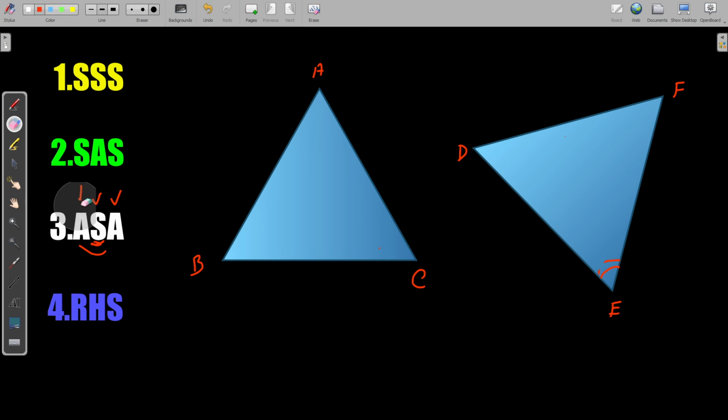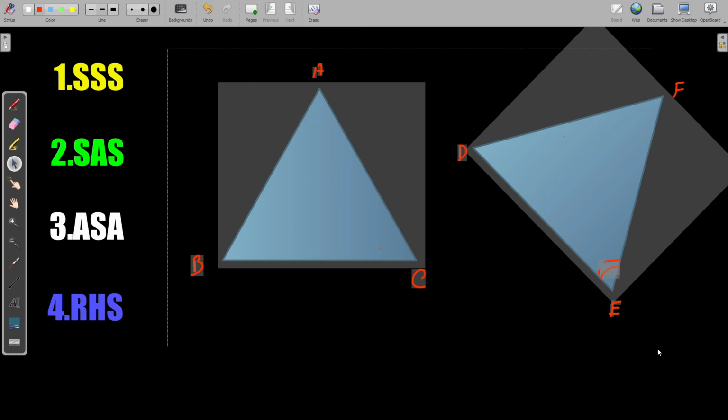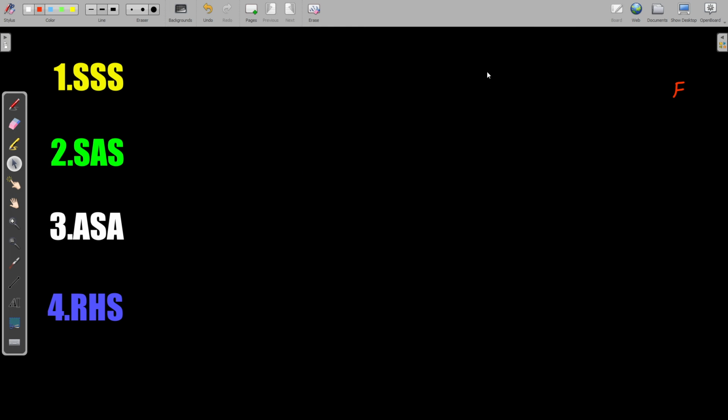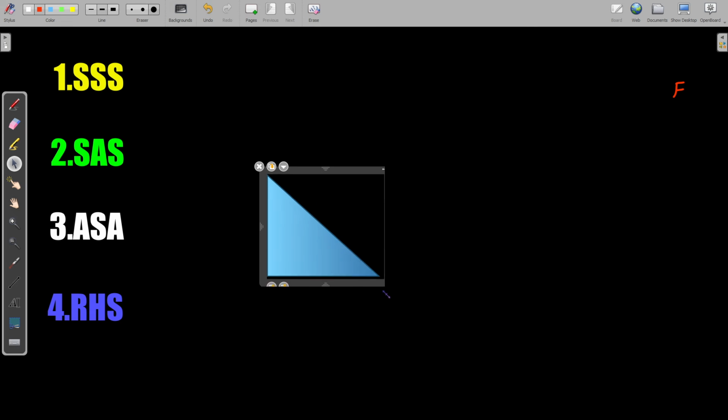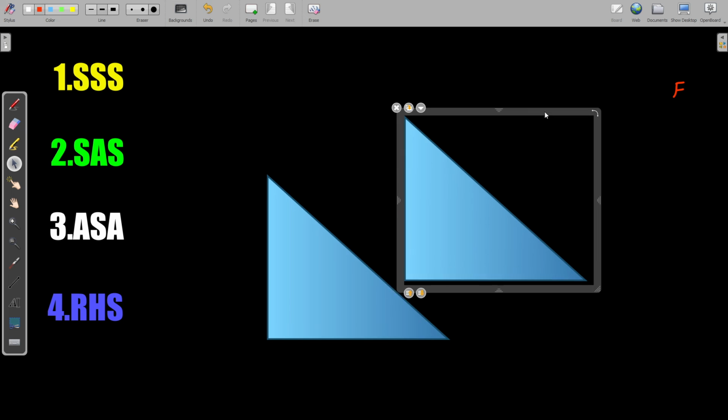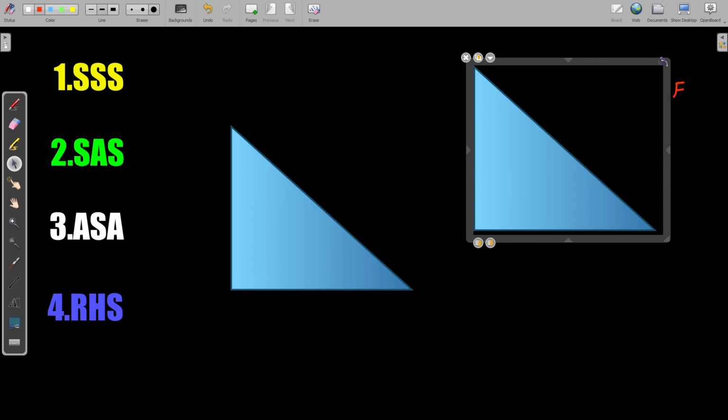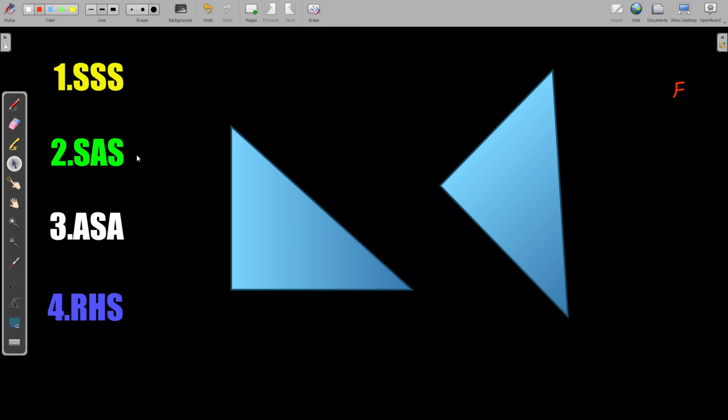Let's try the last one. The last one says RHS, which stands for right angle, hypotenuse, and side. Let's take a right angle triangle. Let's take this triangle. Let's make it bigger. And another triangle here. So here, suppose we have two triangles. R stands for right angle. That means one angle is obviously 90 degrees. Then the other should be the hypotenuse. What's the hypotenuse? The hypotenuse is always the side opposite to the 90 degrees. So this side, and for this triangle, it should be this side. Now these two things are equal. We need another side. This could be this or this.